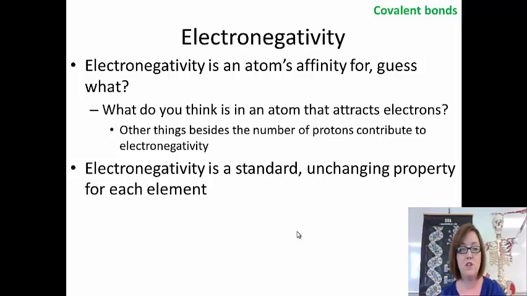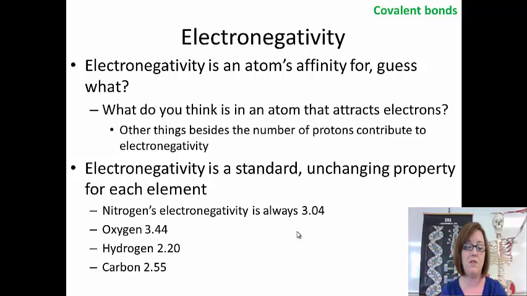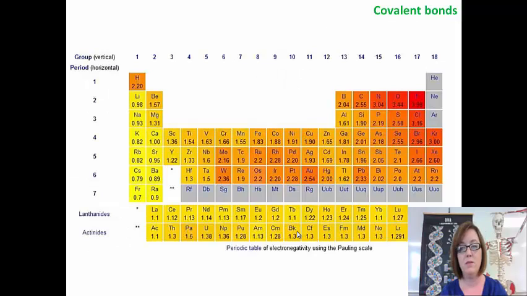Electronegativity is a standard unchanging property for each element. So every single element has its own standard electronegativity that doesn't change. Nitrogen's electronegativity is 3.04, oxygen is 3.44, hydrogen is 2.20, carbon's 2.55. This is a periodic table of the elements, and instead of giving you the atomic number or atomic mass, it's giving you the electronegativity for each particular atom. The darker the color, the higher the electronegativity, right? So you come over here, you can see oxygen and nitrogen are pretty dark. They have very high electronegativities.